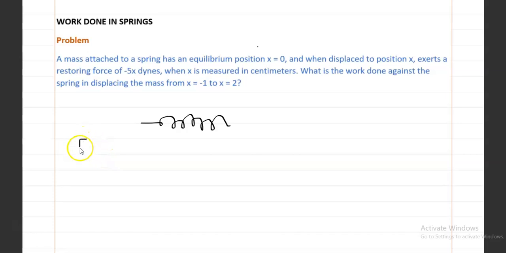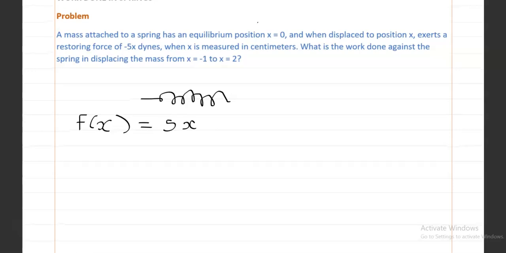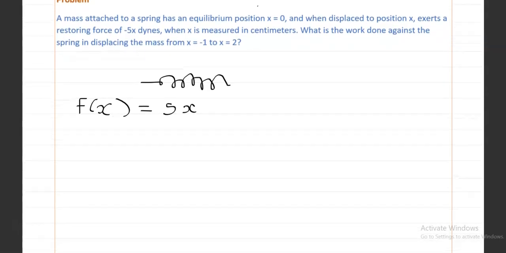So we've been given our force function here to be equal to 5x. Now x is in centimeters. So what is the work done against the spring in displacing the mass? So we are now looking at another scenario, trying to get the work done when that spring is displaced from -1 to 2.